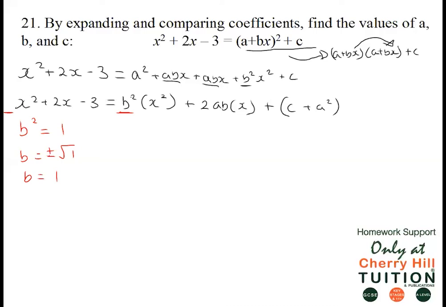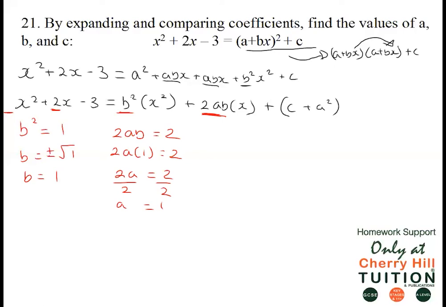Now that b is 1, we can move on to the coefficient of x. So 2ab should be equal to the coefficient of x, which is 2. So 2ab is equal to 2. We know what b is, so we can substitute this in, which means 2a is equal to 2. Now, if 2a is equal to 2, we can divide both sides by 2 in order to find our value of a, which is 1. Okay? So quite straightforward so far.